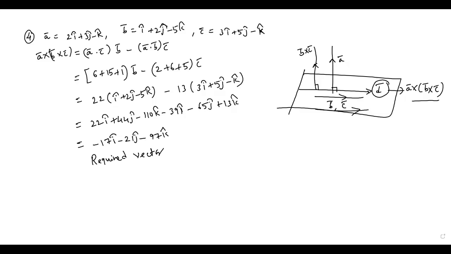Next, question number 5. Mod A bar is 10 and mod B bar is 2 in magnitude. A bar dot B bar is 12. Then they're asking modulus of A bar plus B bar. Okay, now question number 5: the magnitude of A bar is given. Magnitude of A bar is 10.